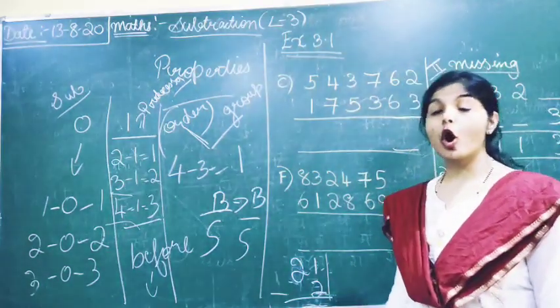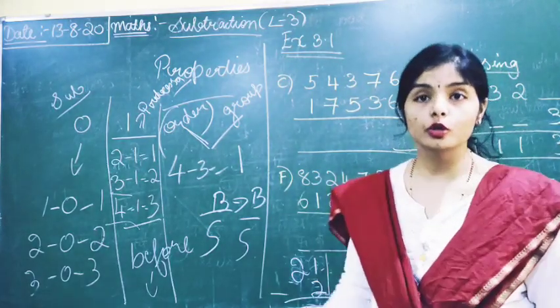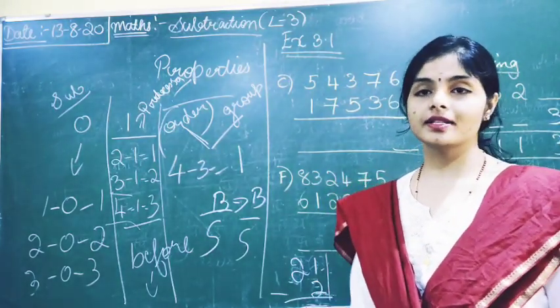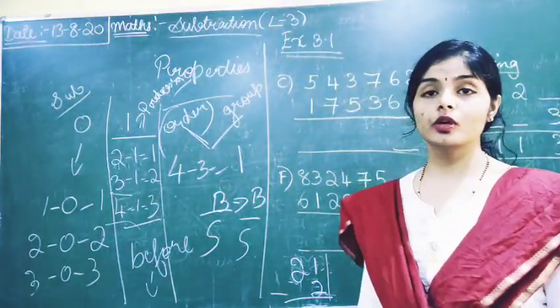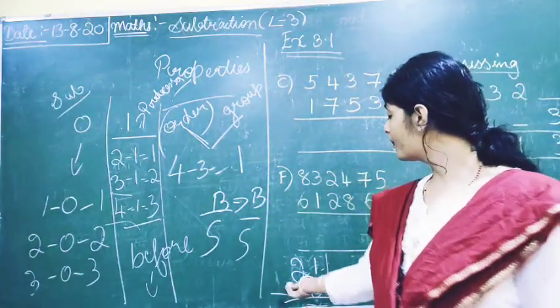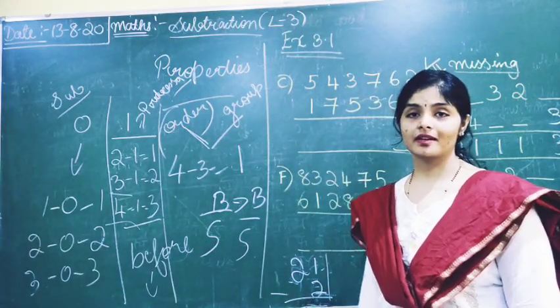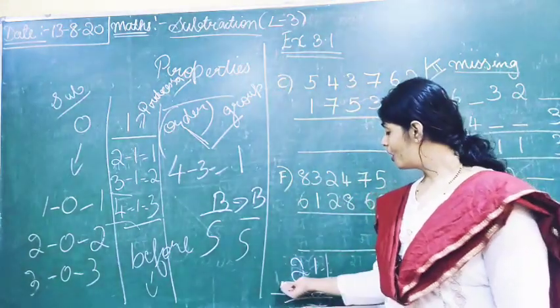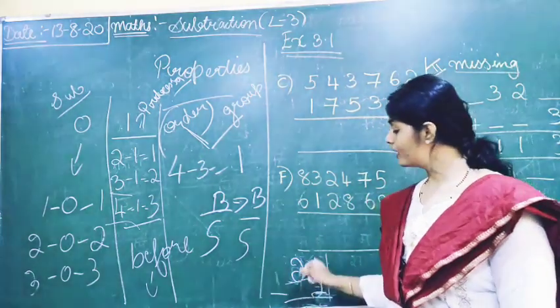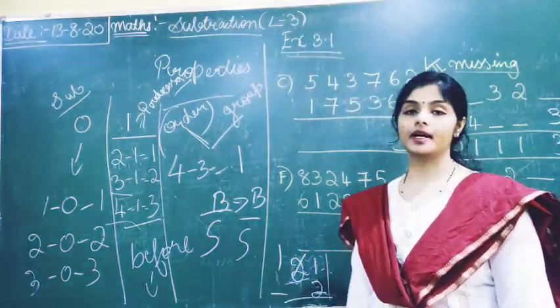Now, how will I borrow? How much should I borrow? Can I borrow the whole 2? Ma'am, one number is small. Down it is 2. I want to make it big. So, I'll borrow this 2. Children, no. Always the next number when you're borrowing, you have to borrow only one number.